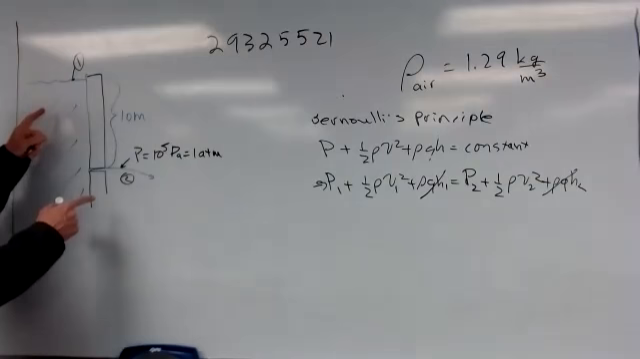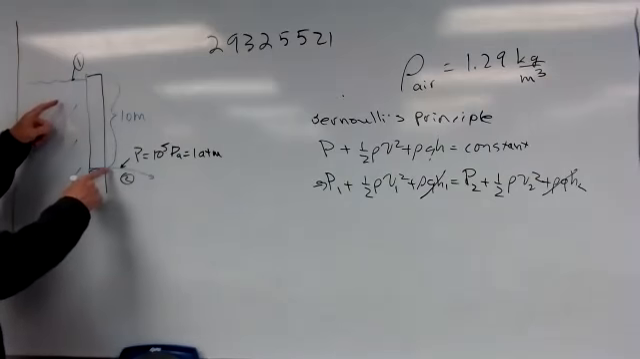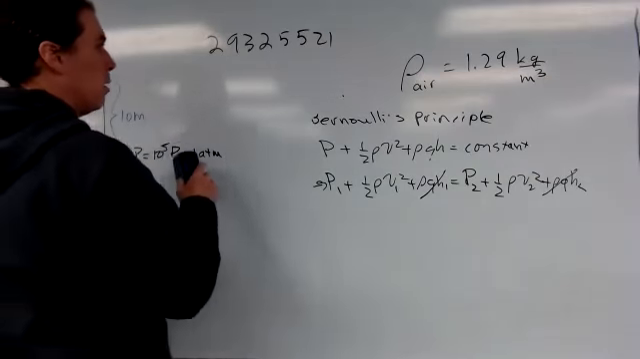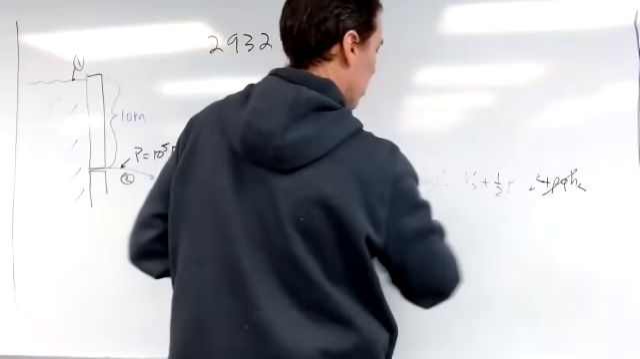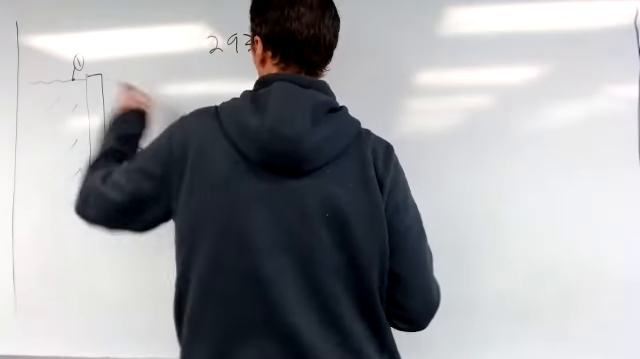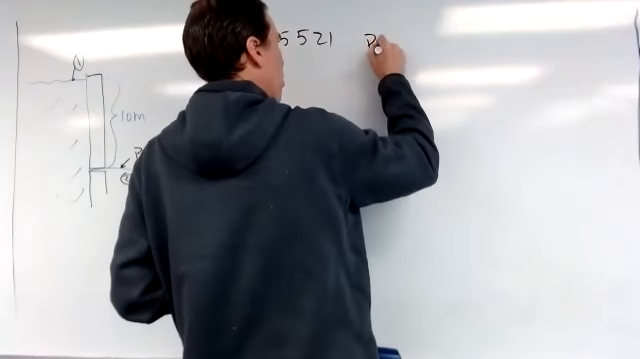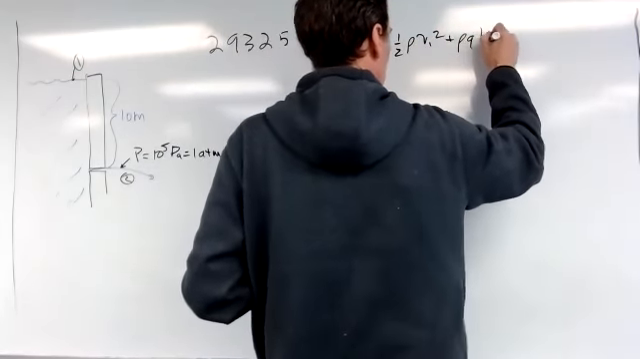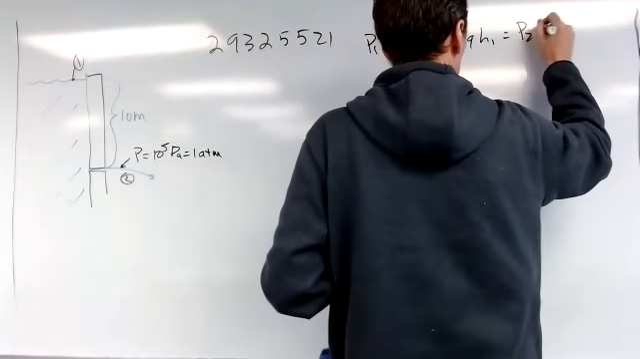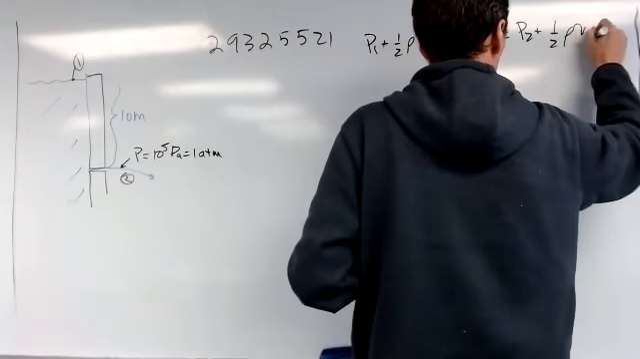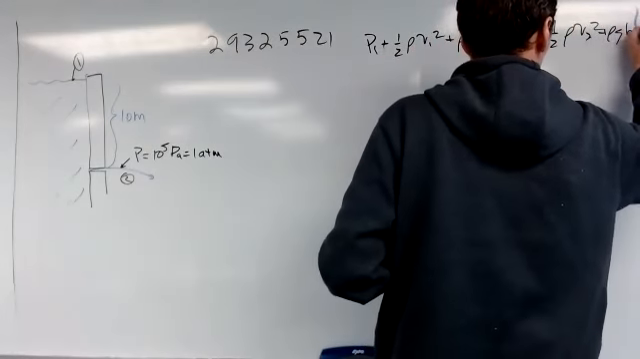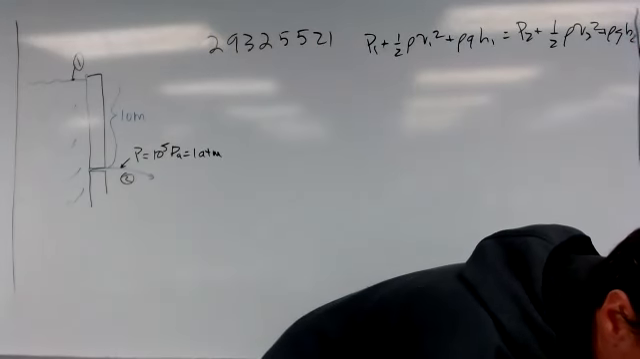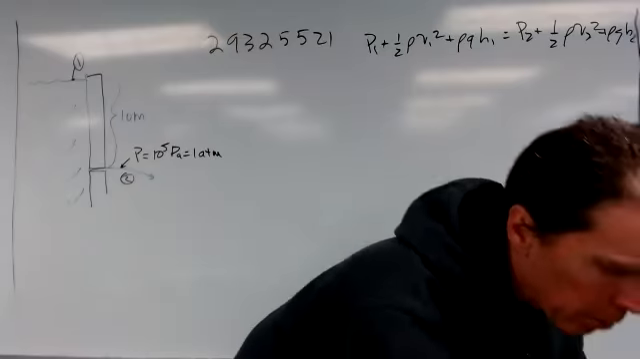So I sort of think these Bernoulli problems are a little bit about picking your points, right? So if we pick these two points as 1 and 2, and we write the Bernoulli principle, P1 plus 1/2 rho V1 squared plus rho g H1 equals P2 plus 1/2 rho V2 squared plus rho g H2. I think I drew that right.